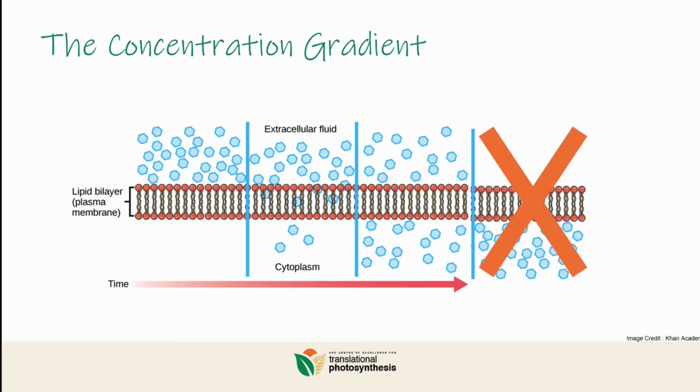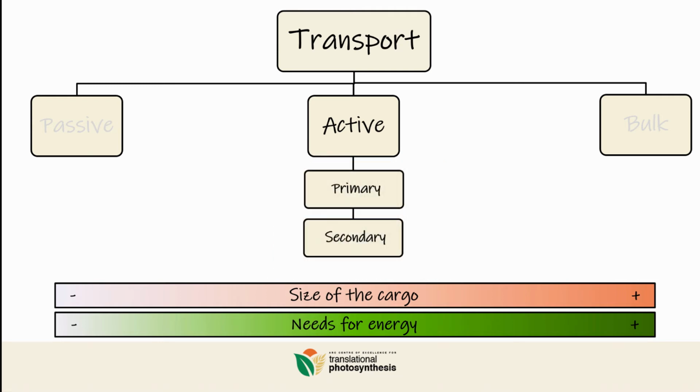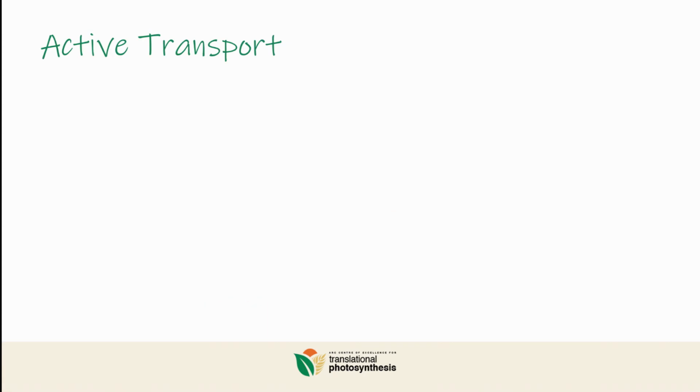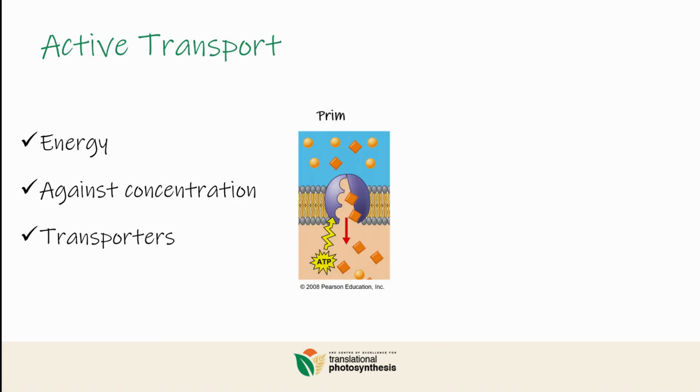But that's when active transport enters into action. We distinguish two types of active transport, primary and secondary. Both require energy to move molecules against the gradient of concentration. They always need the help of specialized proteins, commonly called transporters. In primary active transport, the energy comes from ATP, adenosine triphosphate, which is a very common cell currency.